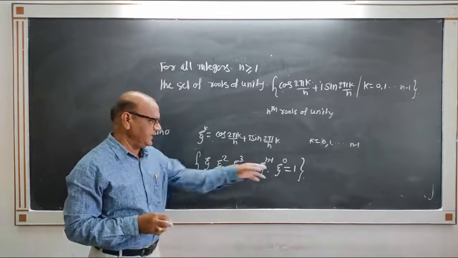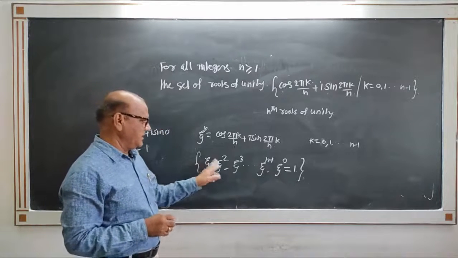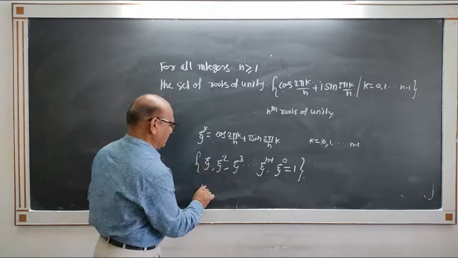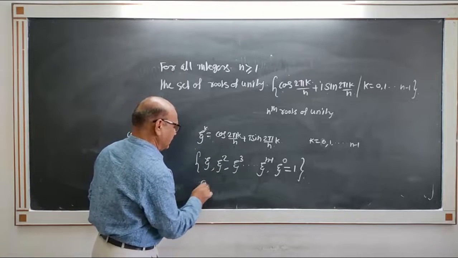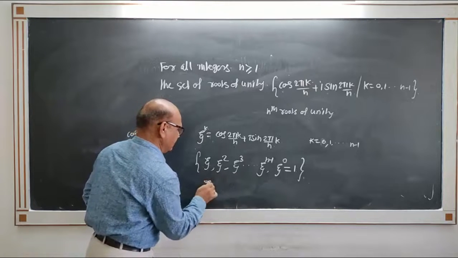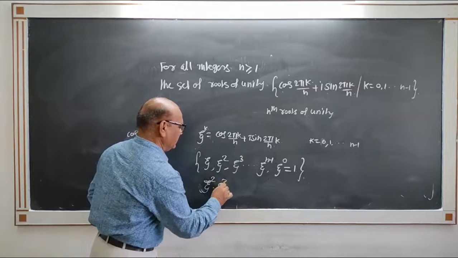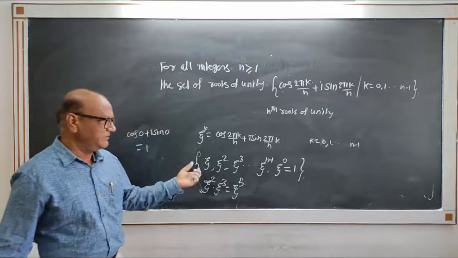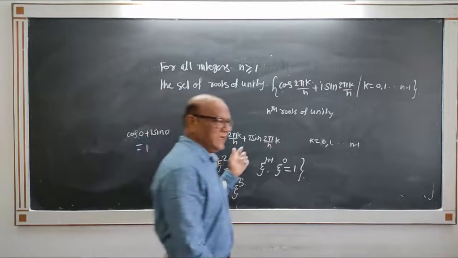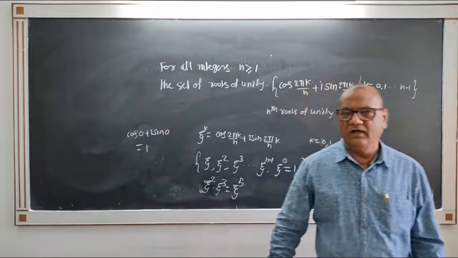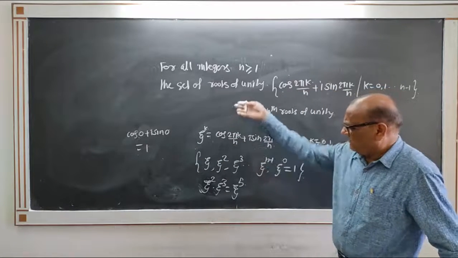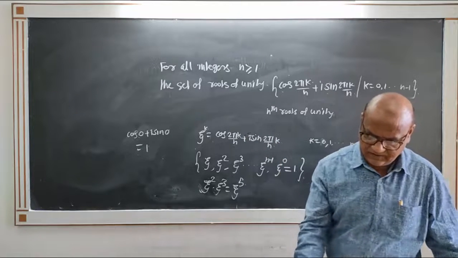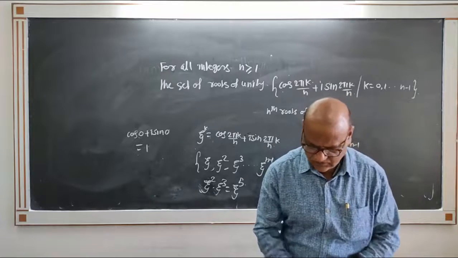Here xi raised to 0 is the identity element. For the product, if you take xi square into xi cube, this gives xi raised to 5, by the laws of indices. So closure holds, and this is a group under complex multiplication. These are the complex nth roots of unity, and it is also a group.